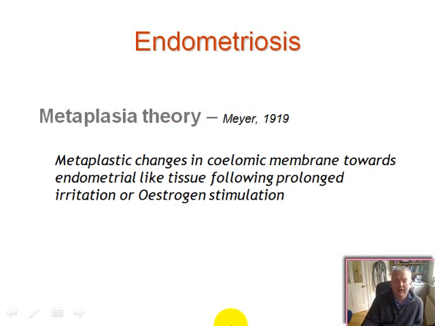Another theory from Mayer in 1919 would have suggested that there's metaplasia occurring within the coelomic epithelium, and that you get changes there in the right hormonal circumstances where endometrial glands come to be. It may also help with the theory that the rectovaginal septum, where you often find endometrial glands deeply embedded, can only be there because of metaplasia. But again, I don't believe this is the case, but these are the theories.